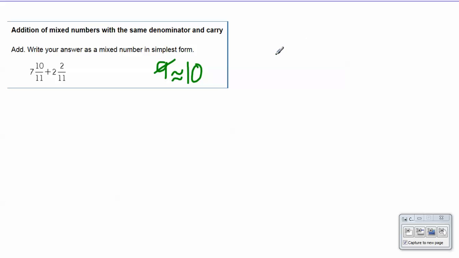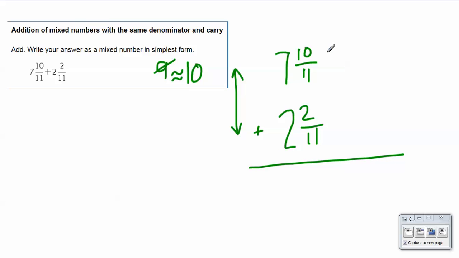Let's find out. We're going to rewrite it vertically. So I want you to rewrite your problem in a vertical fashion. 7 and 10 elevenths plus 2 and 2 elevenths. First, let's add our fractions. 10 elevenths plus 2 elevenths equals 12 elevenths. Now I know that's more than 1, so we'll worry about carrying it in just a minute. 7 plus 2 equals 9.